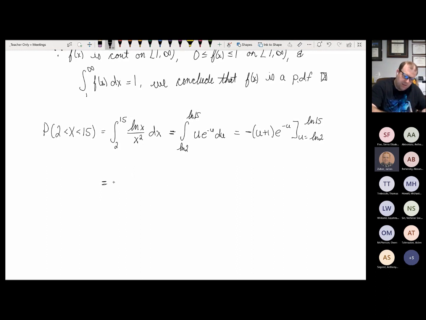I'm going to write it this way. Right, evaluate the first term at log 15, you get negative log of 15 plus 1 all over 15. Then it'll be plus log 2 plus 1 all over 2. Since we want a probability, we will approximate this to 4 decimal places in the rule of thumb. And so someone throw that into a calculator and tell me what you get as an approximation to 4 decimal places.